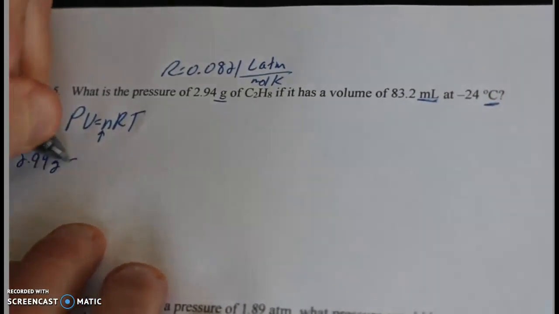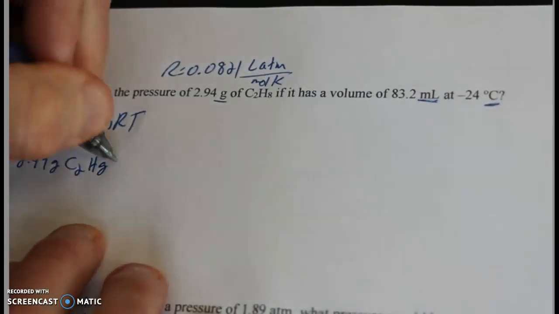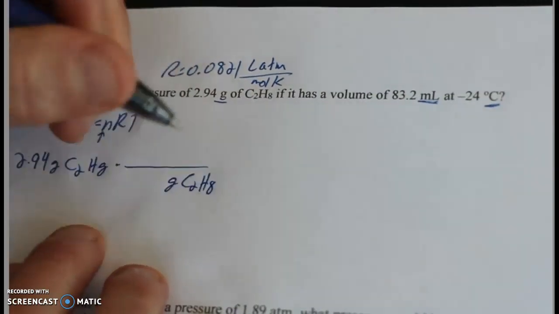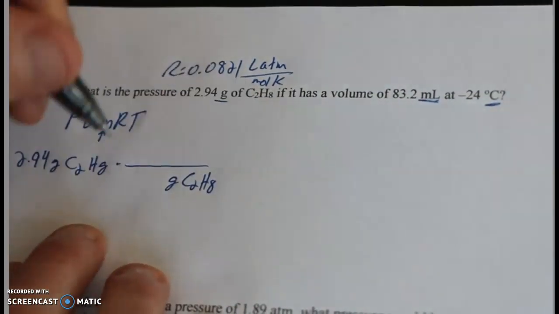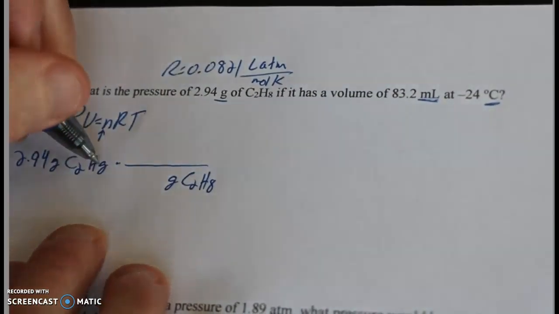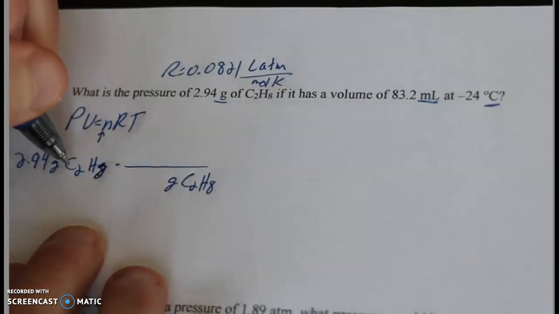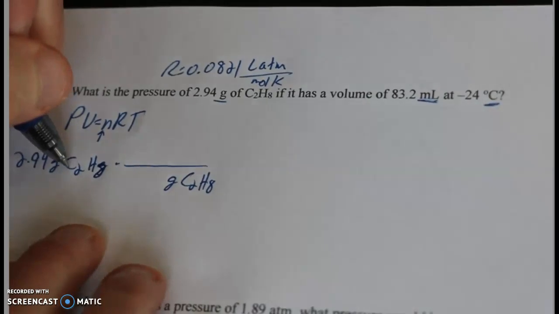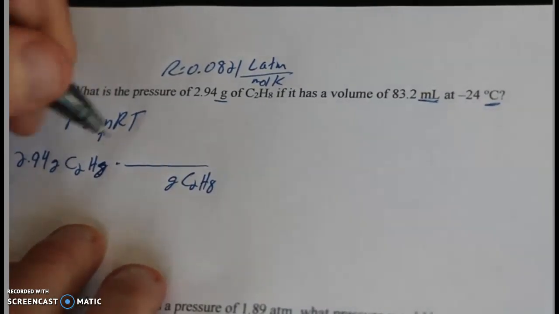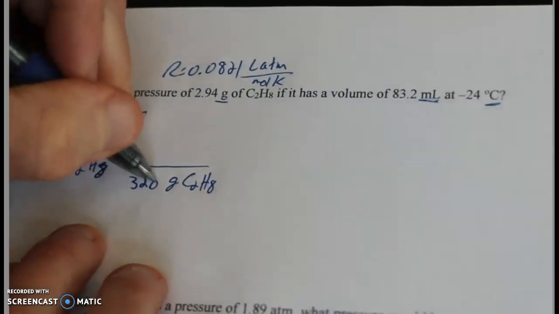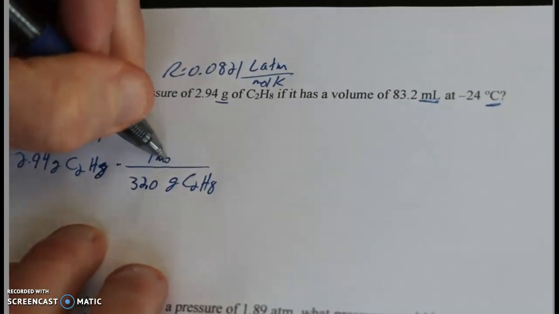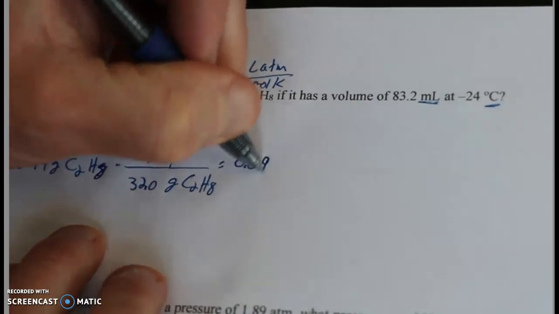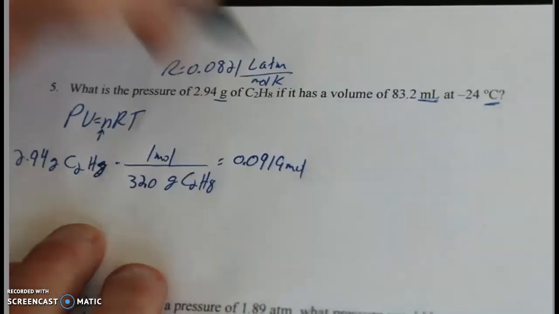2.94 grams of C2H8. You put grams on the bottom because we want that to cancel out. You get the numbers off the periodic table. That should be an 8. You have 2 carbons, they're 12 apiece, I'm sorry, 2 of them gives you 24. Add another 8 to it, that gives you 32.0 grams, and that is what's in 1 mole. So that gives you 0.0919 moles.